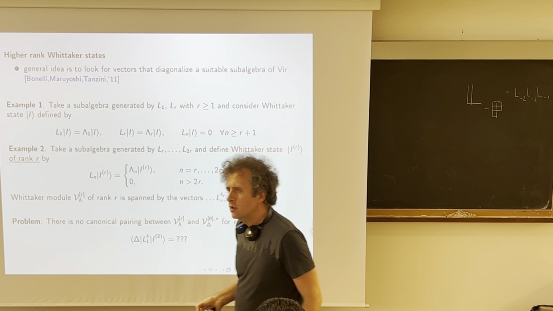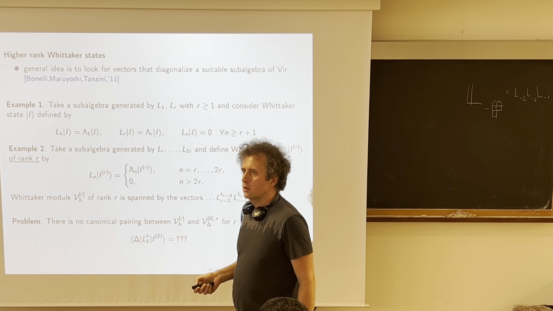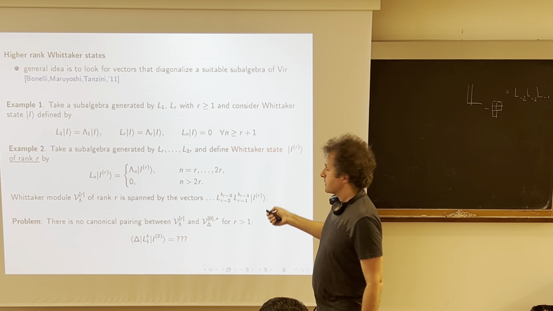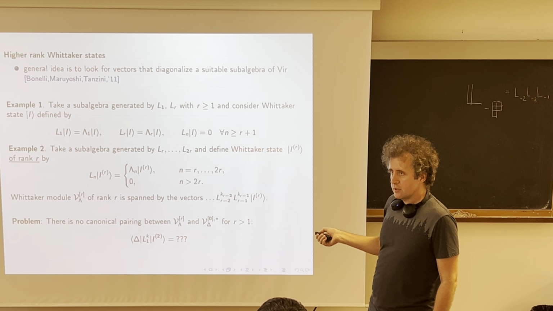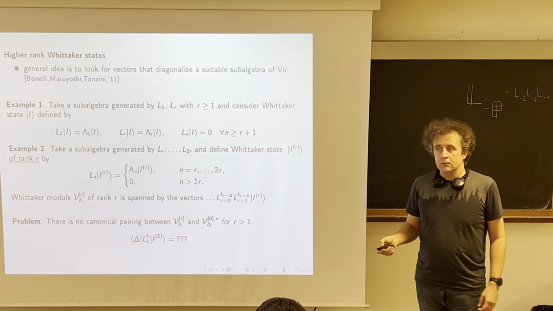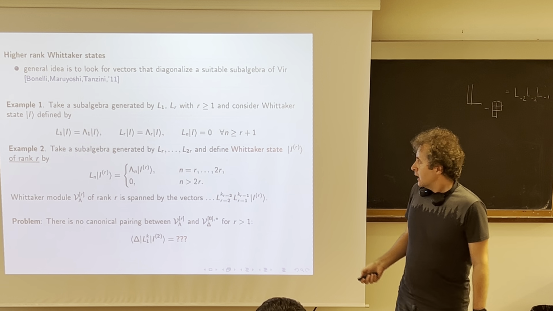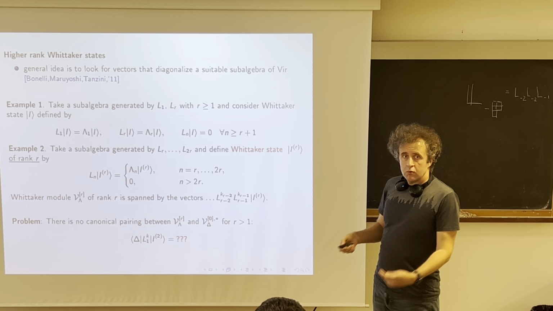Sorry, can you repeat? Here you just need two generators, which are L1 and LR. You don't need anything else. Yeah, here it's just L1 and LR. Here you have R plus 1 generators. What is the action of the generator in between? Nothing, we don't know.